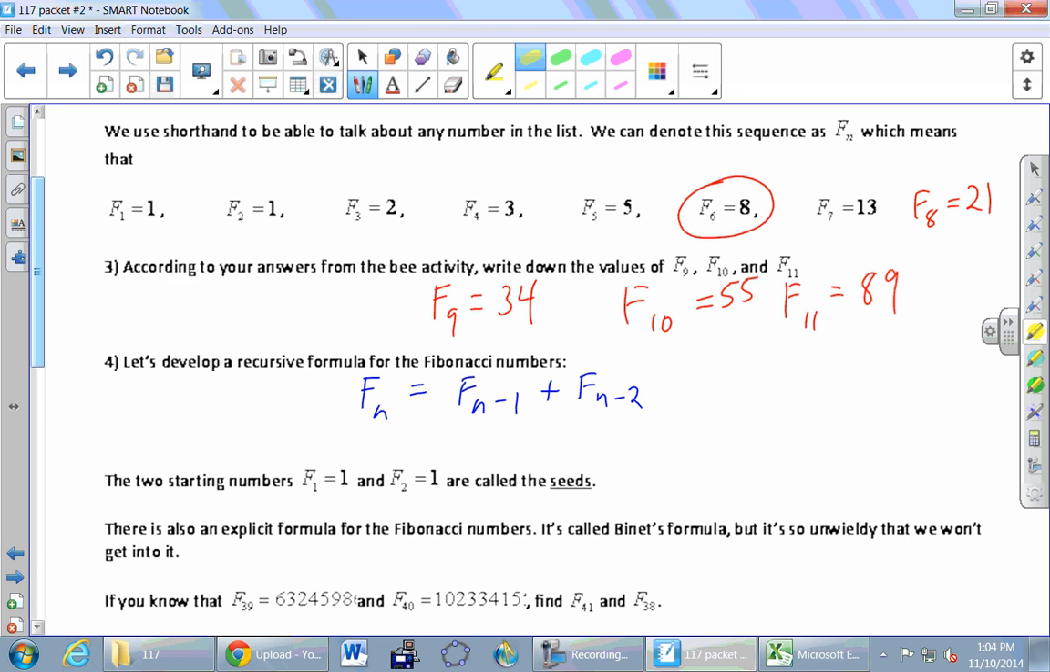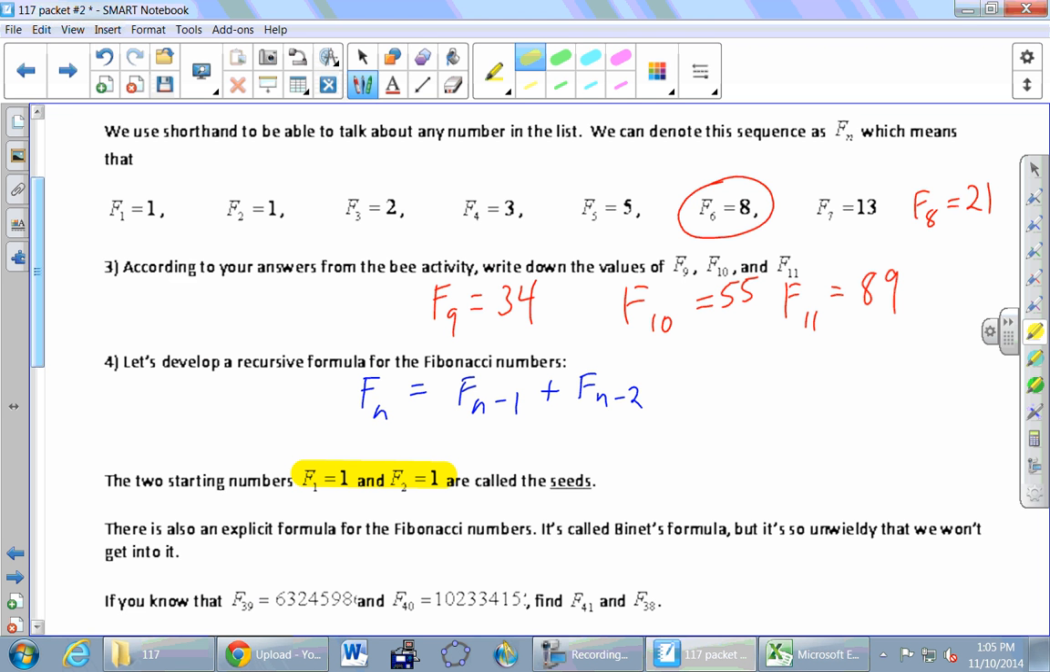Of course, the recursive rule won't get you off the ground unless you have the starting number, or two numbers in this case. We actually need two numbers. So the first two numbers are both ones. They're called the seeds, and we imagine this tree kind of growing based on that.